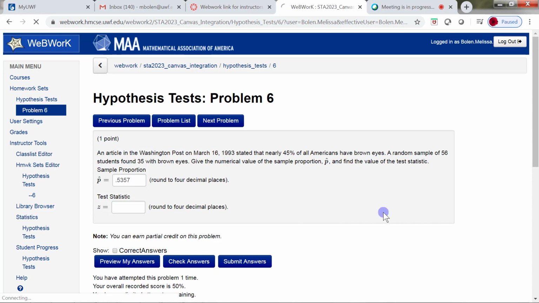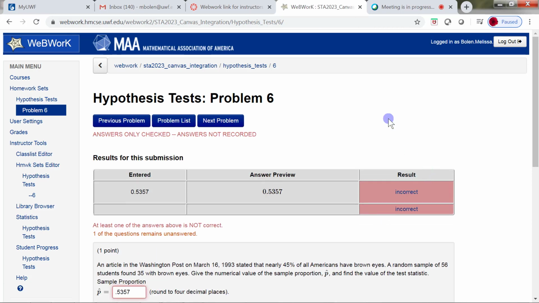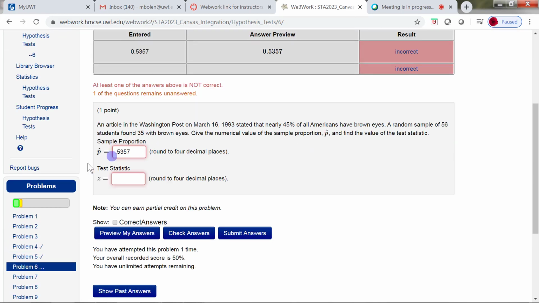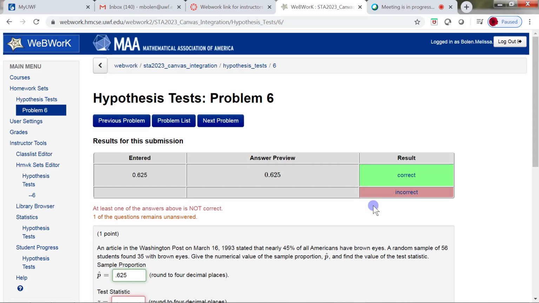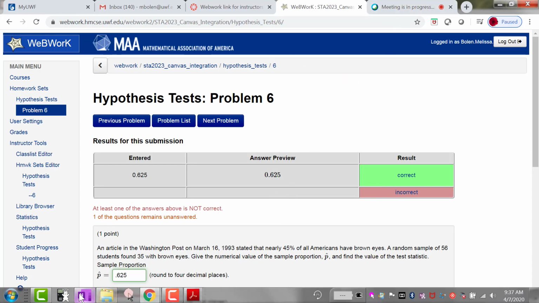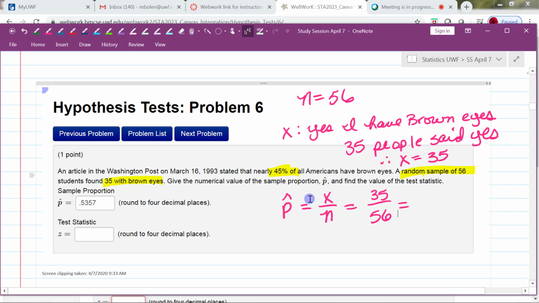Oh, let me check my answer. Maybe that's not the right answer. Oh, no wonder. I don't know why I had that number in there. So let's put in 0.625 and let's see if that one's correct, because that should be correct. I just assumed that other value was correct. Okay, there we go. Let's come back down here and scribble that out so people don't get confused on that. 0.625.